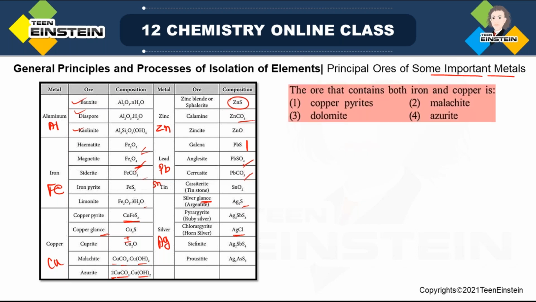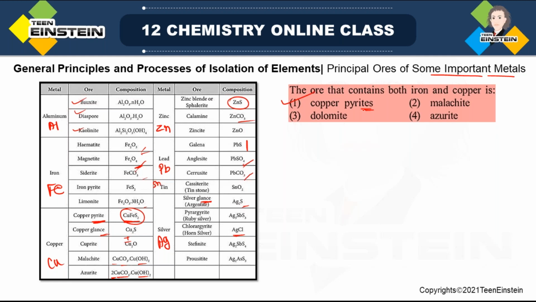See, we may have this type of problem. It asks for the ore that contains both iron and copper; which one will it be? Copper pyrites, which we just saw, contains both Cu and Fe, so this will be the correct option. If you are confident about this, you are done, because you don't have to check the rest of the three, since only one of these four options is correct.